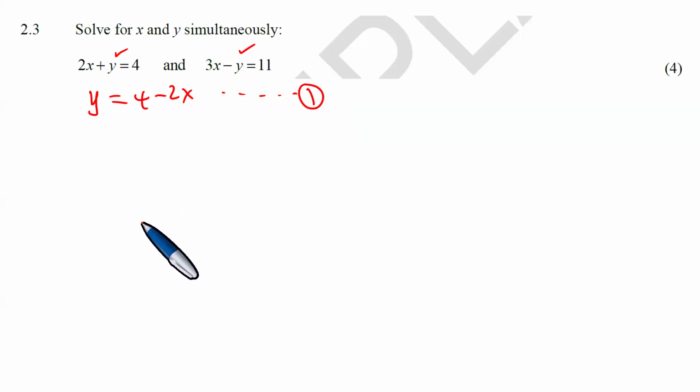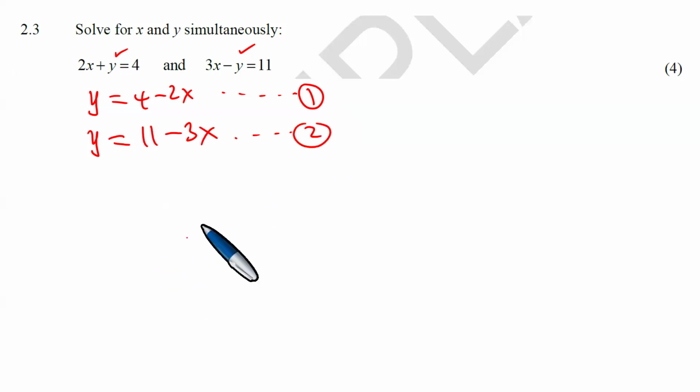It has to be negative. Positive y equals 11 minus 3x. Okay. And then substitute equation 1 into equation 2. Then you can substitute equation 1 to equation 2.